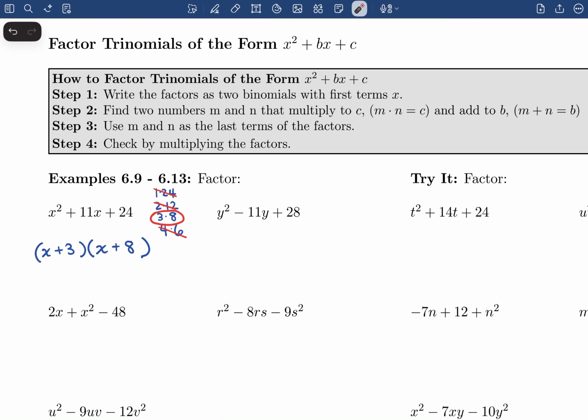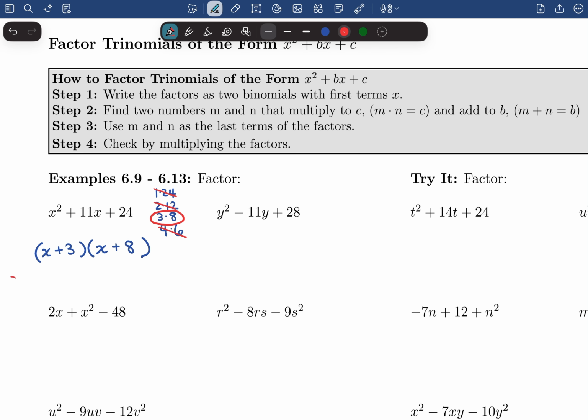Now you can always check to see if you have factored correctly. And to check that you have factored correctly, we look at step 4. We multiply the factors back together. So if I multiply this binomial times this binomial, I can do it, like you've learned, by foiling, right? What if I foil these binomials? What would I end up with?